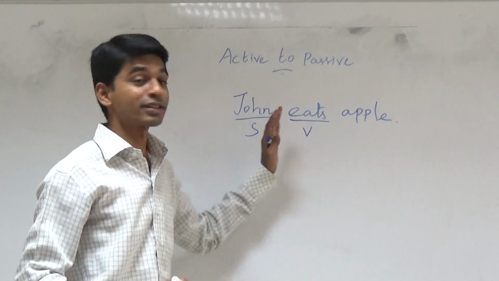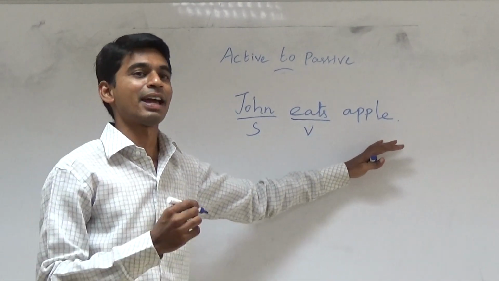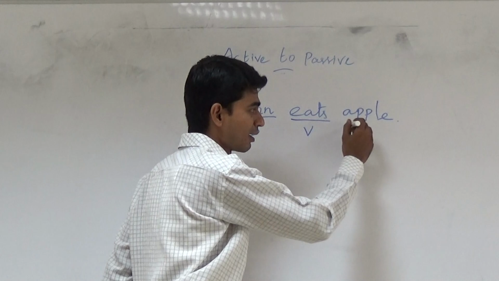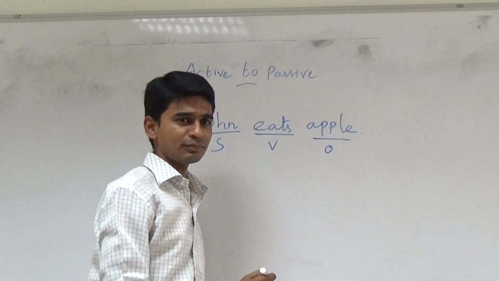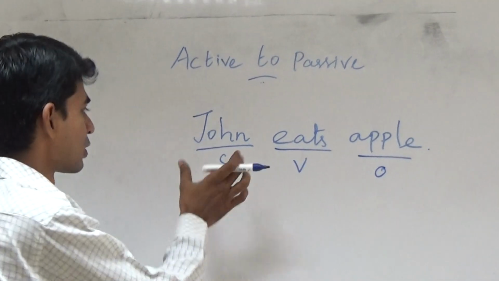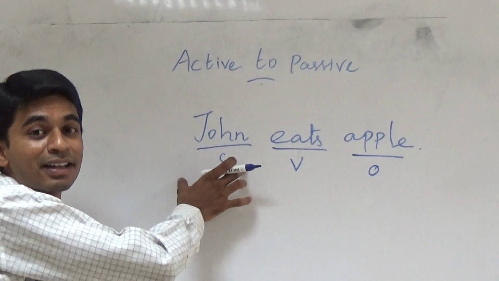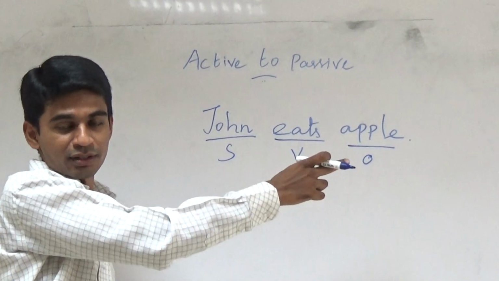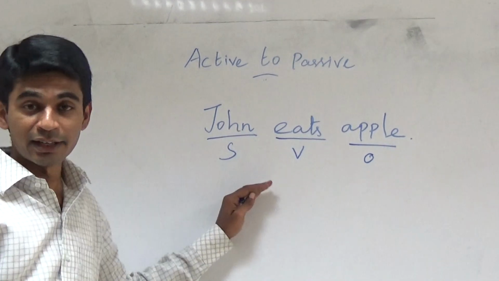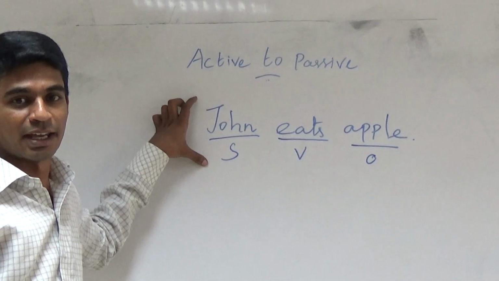And what does John eat? He eats apple. And this is the? Yes, it is the object. In this sentence, John is the subject, which gets the emphasis. He does an action. So, in this sentence, the word John, which is the subject, gets the importance.